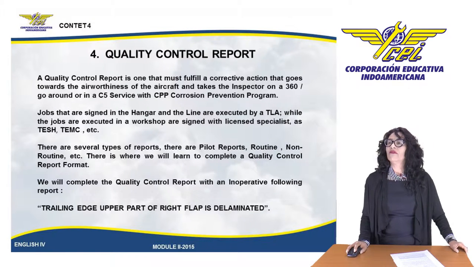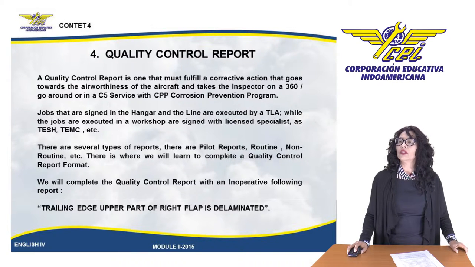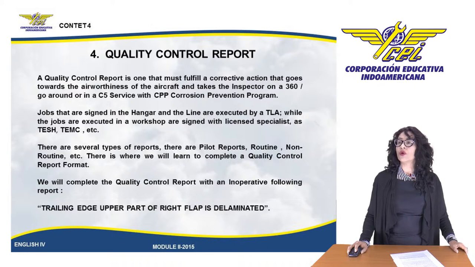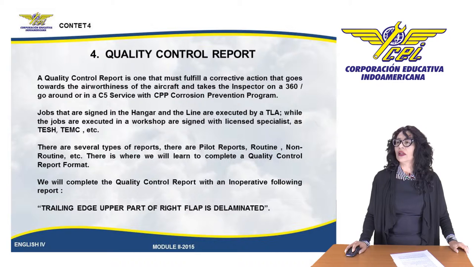Now, the final content today is the quality control report. A quality control report is one that must fulfill a corrective action that goes toward the airworthiness of the aircraft and takes the inspector on a 360 or go around in a C5 service with CPP, or Corrosion Prevention Program. Jobs that are assigned in the hangar and the line are executed by TLI, while the jobs executed in a workshop are assigned by licensed specialists such as TESH, TMC, etc.